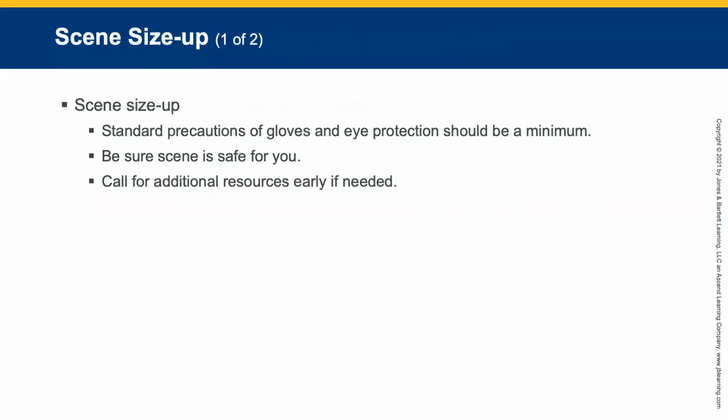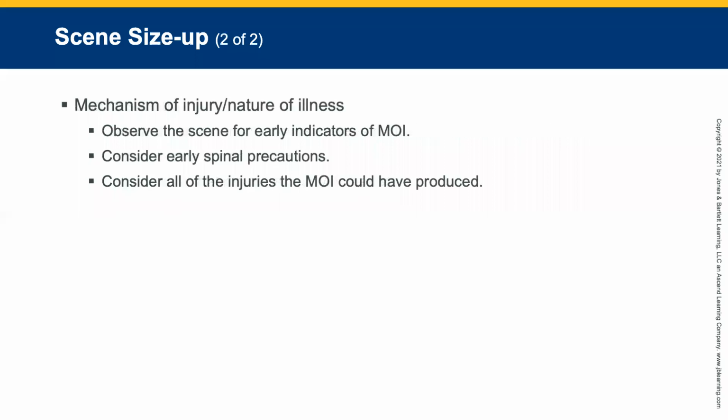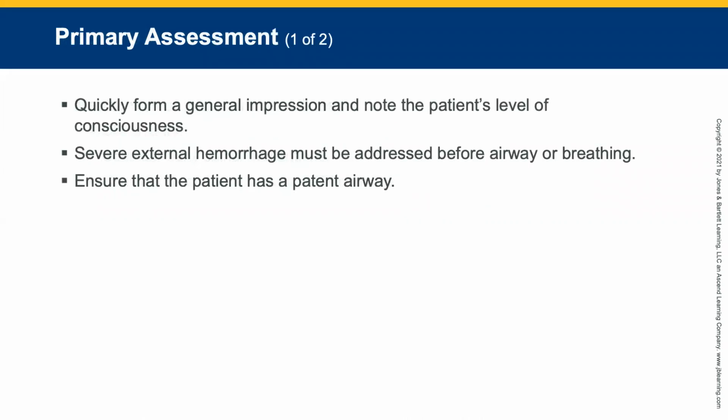So the scene size-up. Be sure the scene is safe. We want to make sure that it is safe for you and your partner. If you need help, I hope by now you know, let's call for some help. Consider early spinal precautions. Consider all of the injuries the MOI could have produced. Quickly form a general impression and note the patient's level of consciousness, because remember, we're building a rapport. We're trying to build a note of what's going on, how it's going, and let's move forward with those.